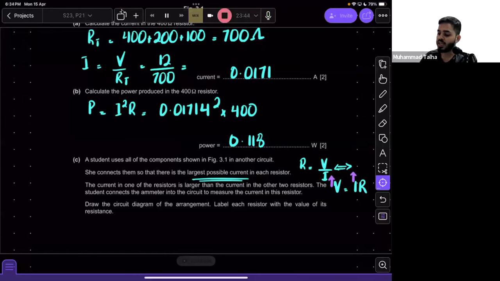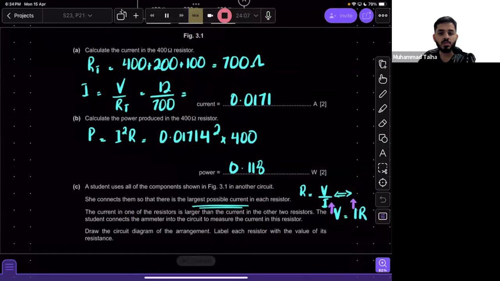All right. The current in one of the resistors is larger than the current in the other two resistors. The student connects the ammeter into the circuit to measure the current in this resistor. Draw the circuit diagram of this arrangement. Label each resistor with the value of its resistance. All right, so let's think about this again.